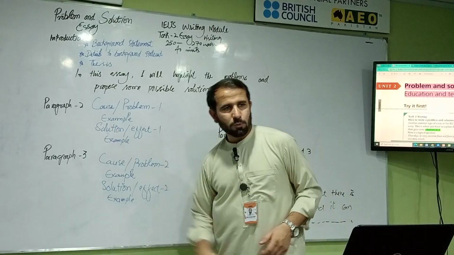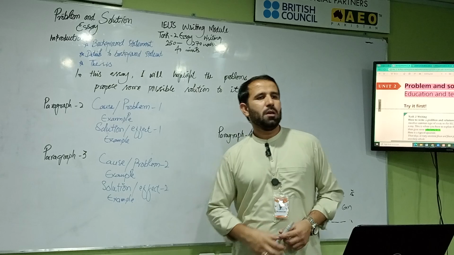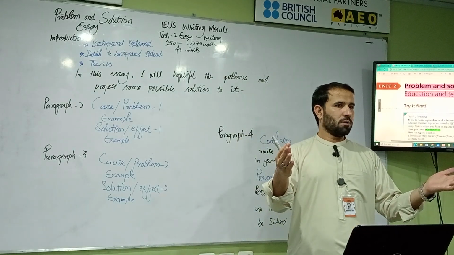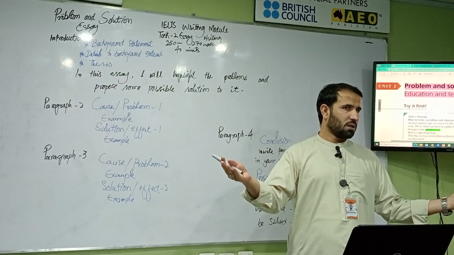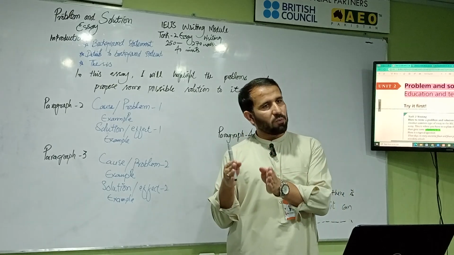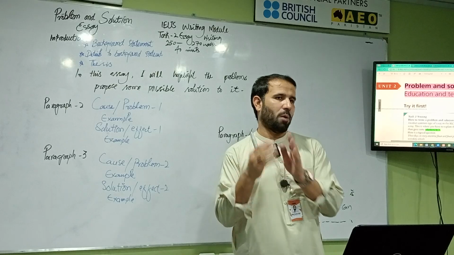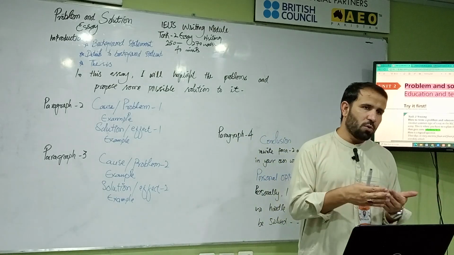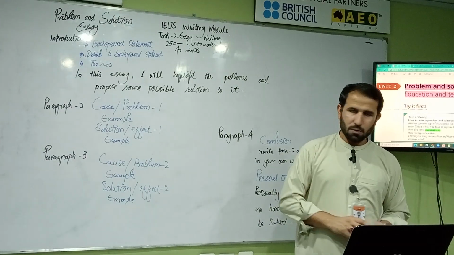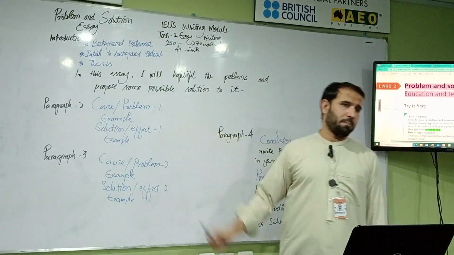Now, paragraph 2. Paragraph 2 is based on cause and problem. Think about the problem. Where did the problem come from? It must have some cause. Sometimes we write the problem first and then the cause, and sometimes we write the cause first and then the problem. No matter which comes first, here is an example of cause and problem.